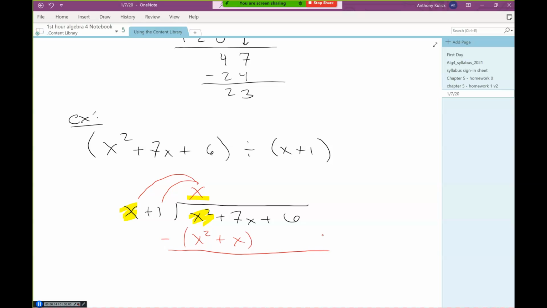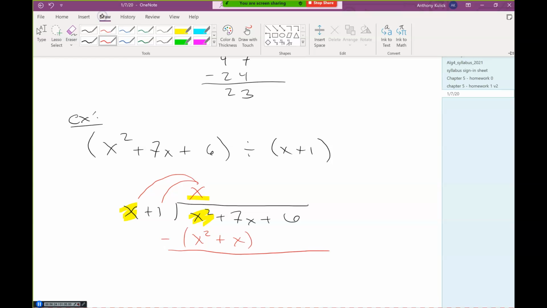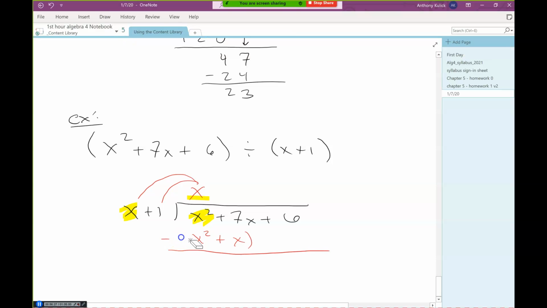Now, one of the most common places students make mistakes is making sure they distribute the negative across that entire polynomial. So usually when I'm doing this, I'm going to then immediately distribute the negative. Okay with that? So x squared minus x squared is 0. 7x minus x is 6x. And then I bring that last piece down.